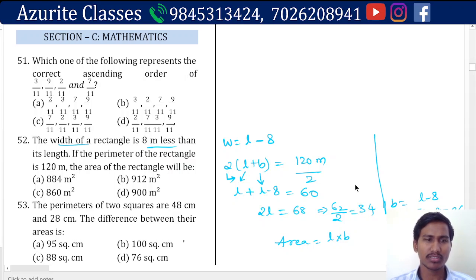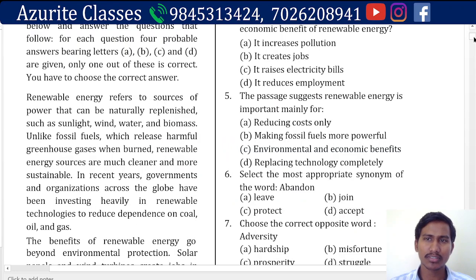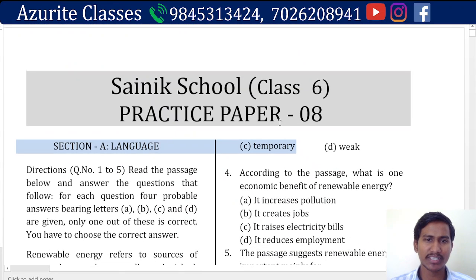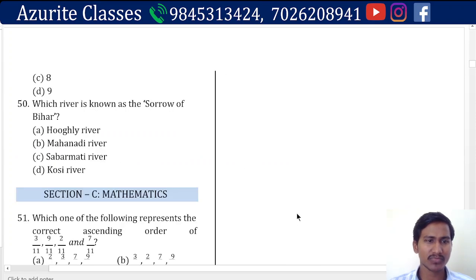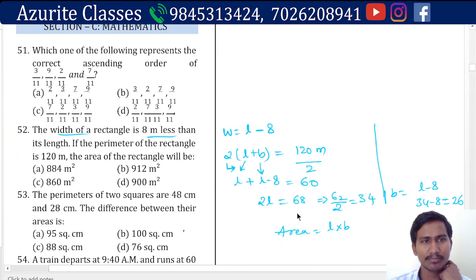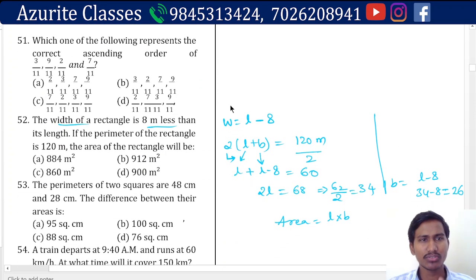Okay, we'll solve the set 8, that is of Sainik question paper. Set 8 of Sainik question paper, and the maths section is here. So let us solve that now. First question: which of the following represents the correct ascending order of these fractions? We have to find it.